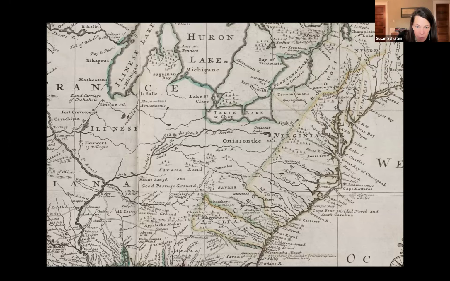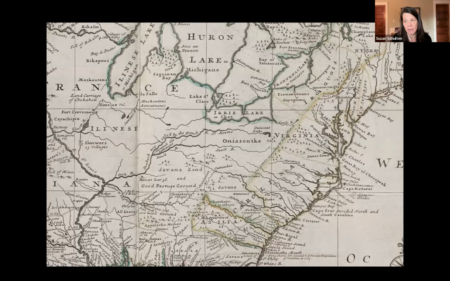I'll show you just a little bit more. Oh yeah, before we leave this one, I want you to see right in the center of the map all the ways in which Moll is claiming good pasture ground. He is showing you where the tribes are, where the relationships could be forged.